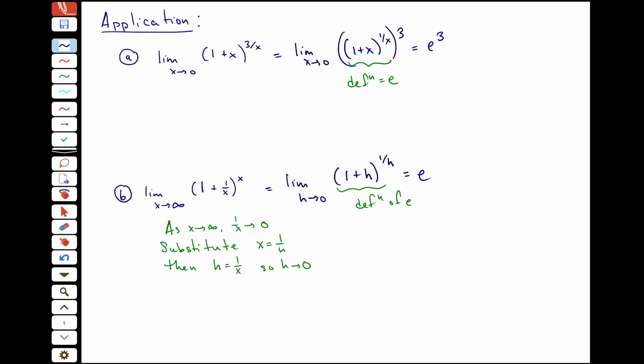So this last bit is really just kind of fun things that you can do with some really complicated looking limits because of how we define e. And again, you'll see the motivation for that definition in some later videos.